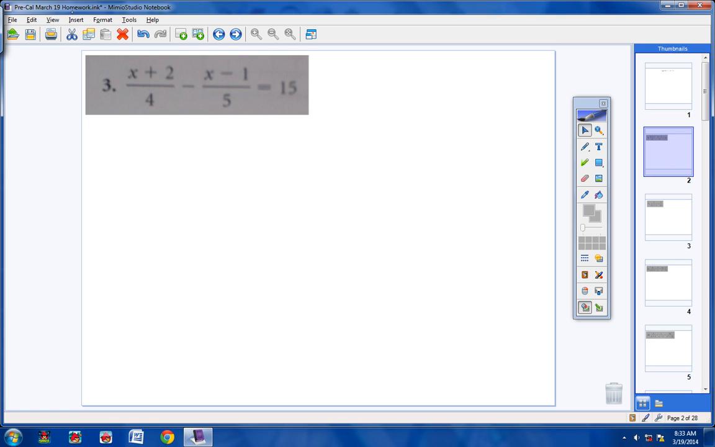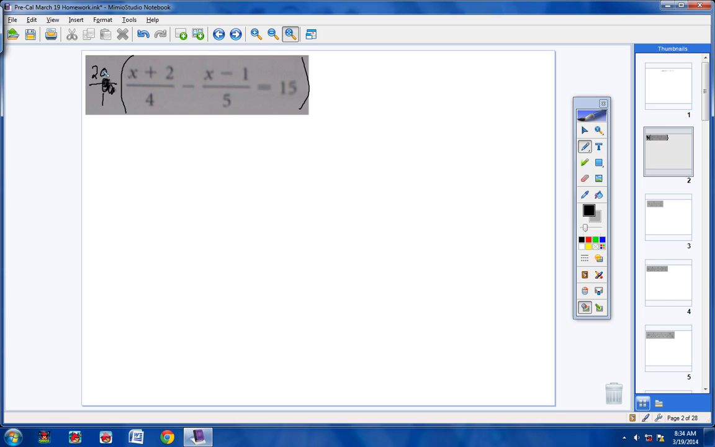Now, the steps that I gave you for a rational equation: number 1, factor any denominators that can be factored. None of these can be factored. Number 2, eliminate fractions. So I have a denominator of 4 and a denominator of 5. A common denominator for 4 and 5 would be 20. So I'm going to multiply this entire equation by 20 over 1.